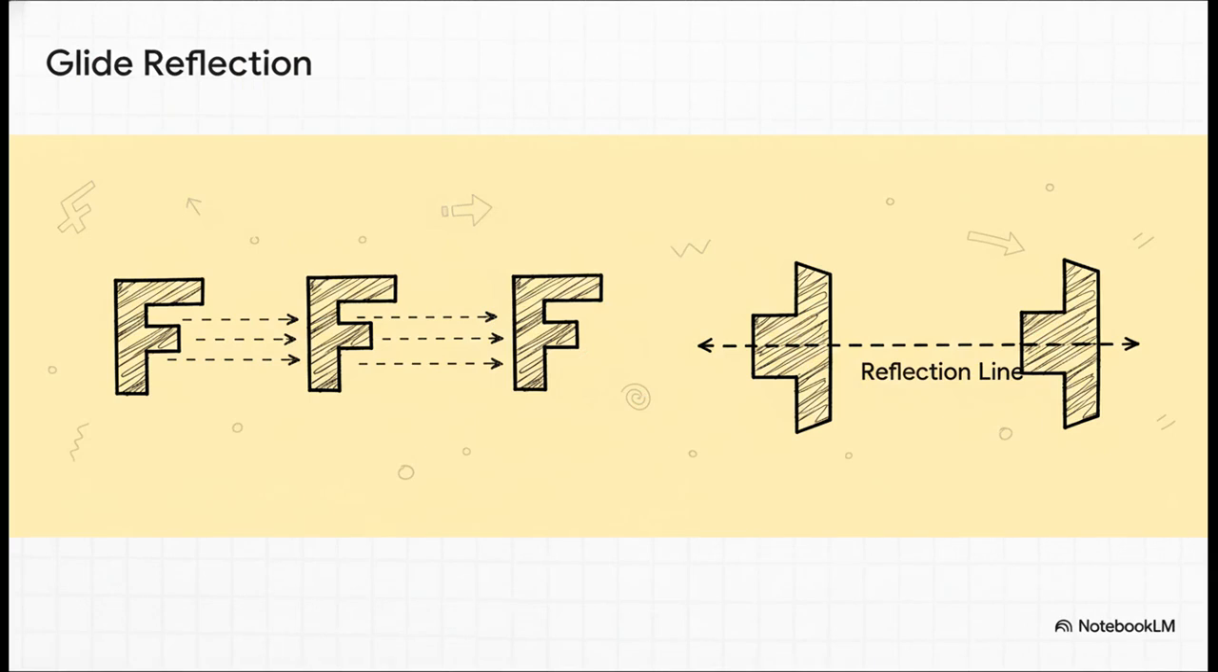Now, the order here is super important. First, you perform the slide. You move the whole figure to a new spot. Then, from that new location, you perform the reflection. And one key detail, for it to be a true glide reflection, that line you reflect over has to be parallel to the direction you just slid the object.